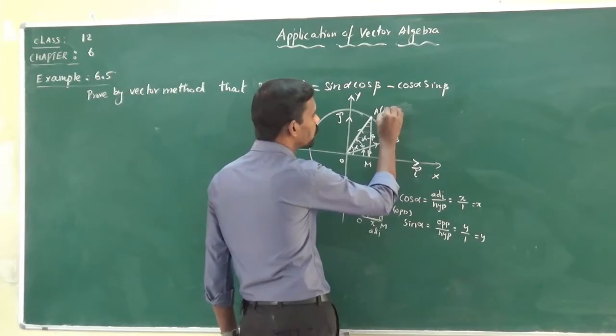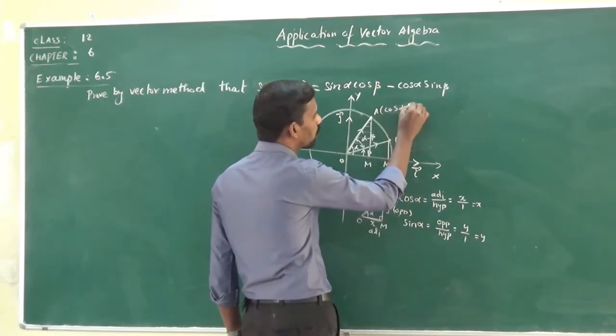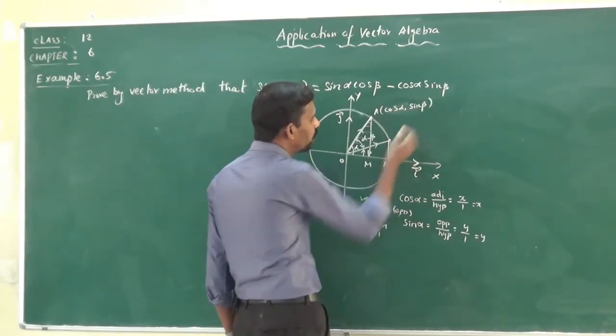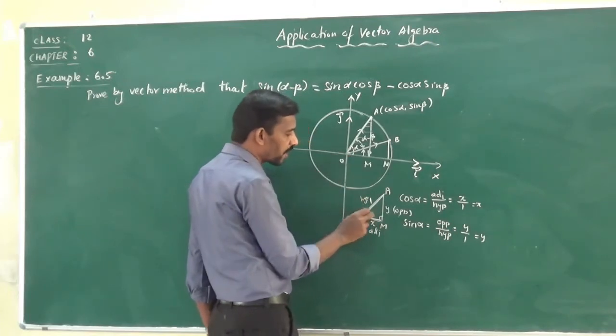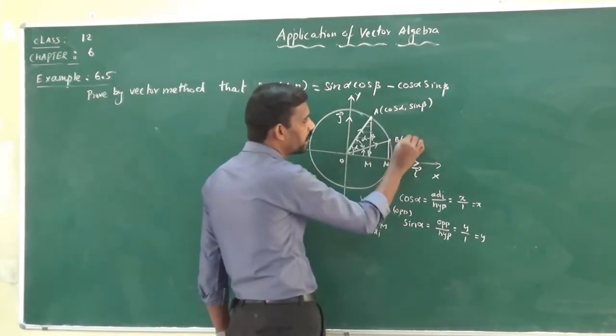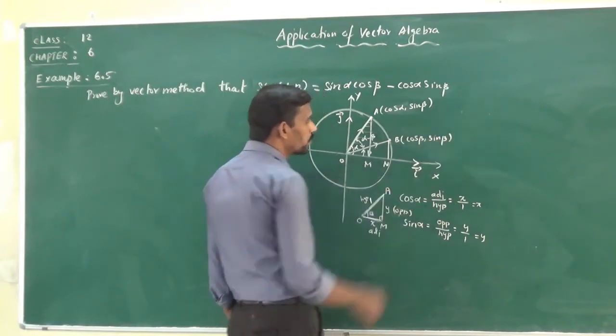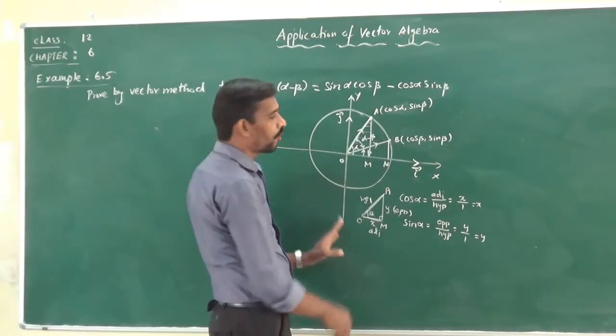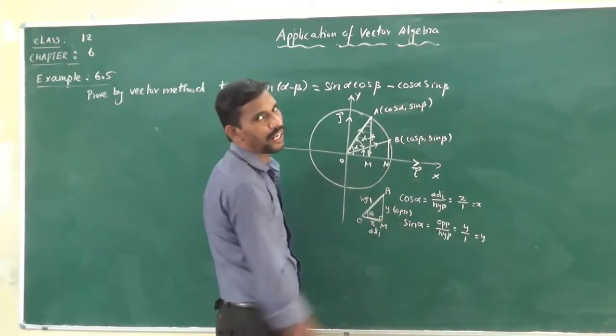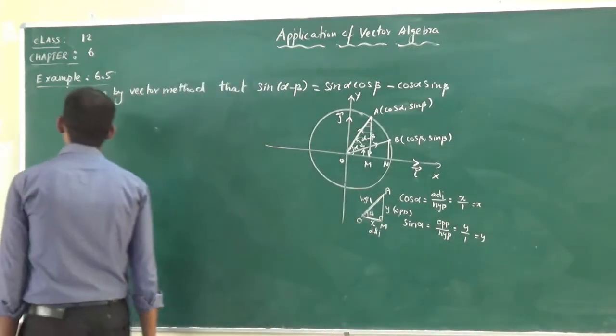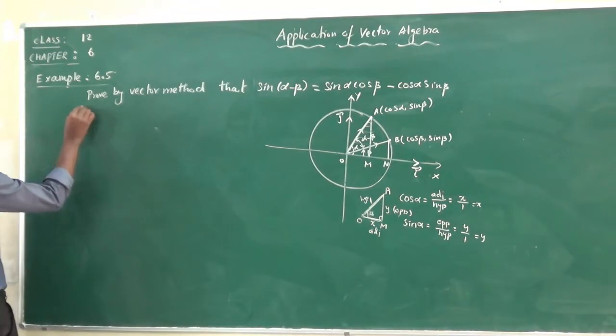So the x value gives cos alpha, the y value gives sin alpha. Now I can write the coordinates as cos alpha comma sin alpha. In the same way, instead of alpha, we assign beta, and we get cos beta comma sin beta. So this representation, everything you want to write in diagram form. Now, you want to write the solution.